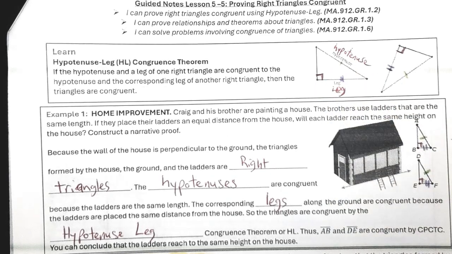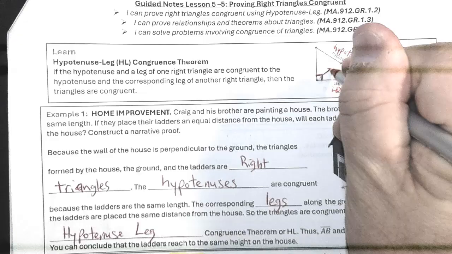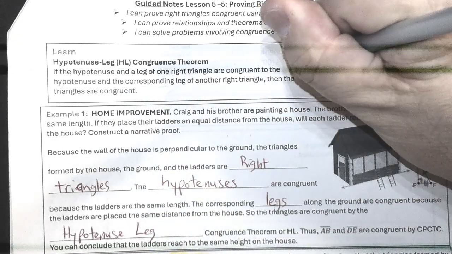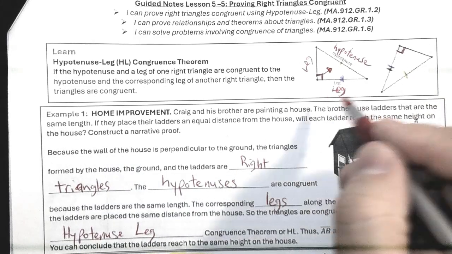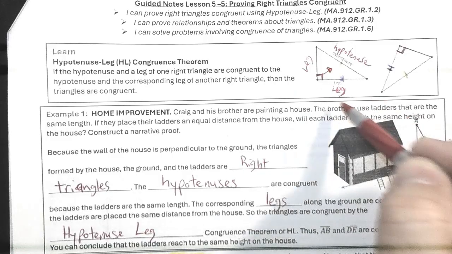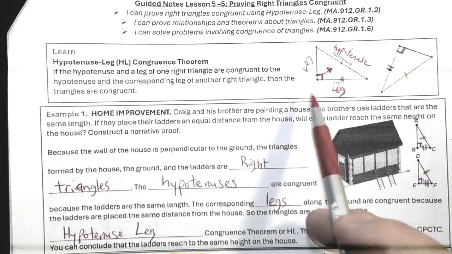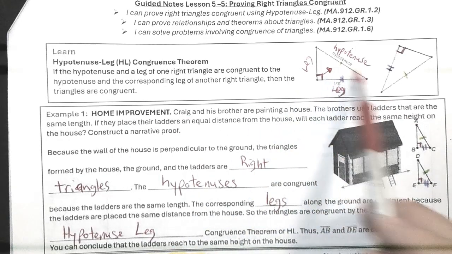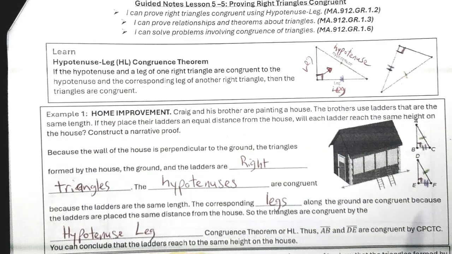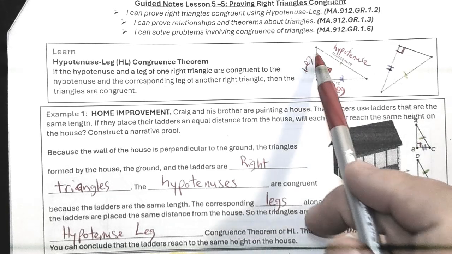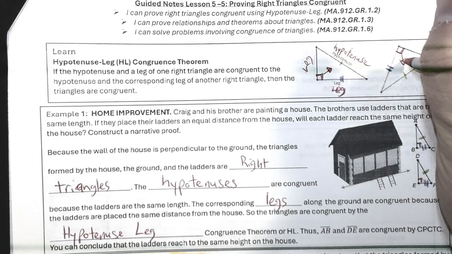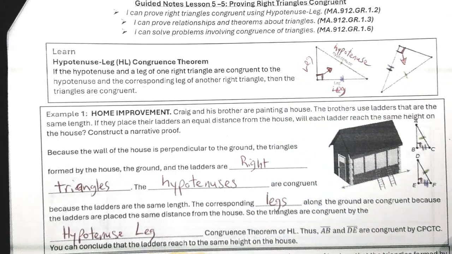So a couple of things. The hypotenuse is always across from the 90-degree angle, and it's always the longest side of the right triangle. So hypotenuse leg: this is the hypotenuse, and this is one of the legs, so that's where your hypotenuse leg comes from. Obviously, these are angles. We don't really talk about the right angle because they both have it, so it's just understood.